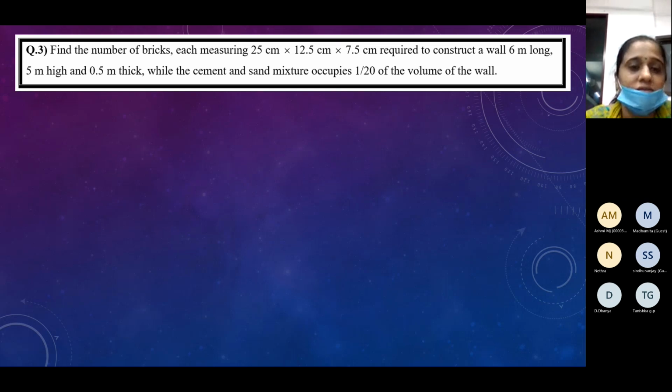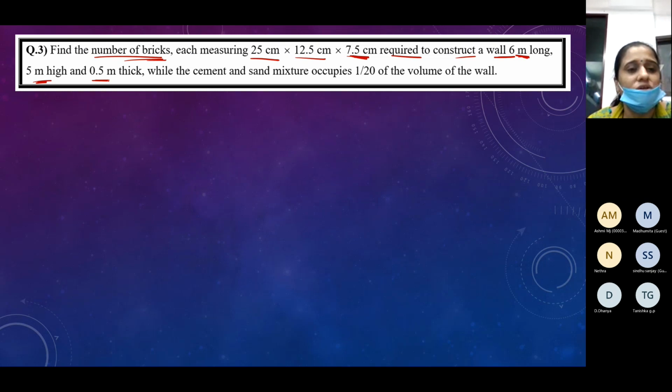Find the number of bricks, each measuring... Bricks are cuboidal. You can see the length, breadth, and the height of the brick required to construct a wall. The dimensions of each brick are given to you: length of the brick, breadth of the brick, thickness of the brick. Now find the number of bricks required to construct a wall. The dimensions of the wall given to you: 6 meters long, 5 meters high, and the wall is 0.5 meters thick.